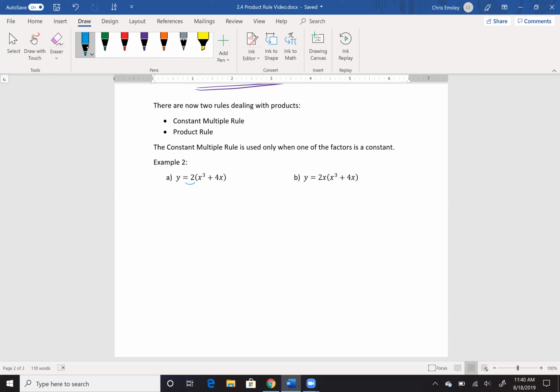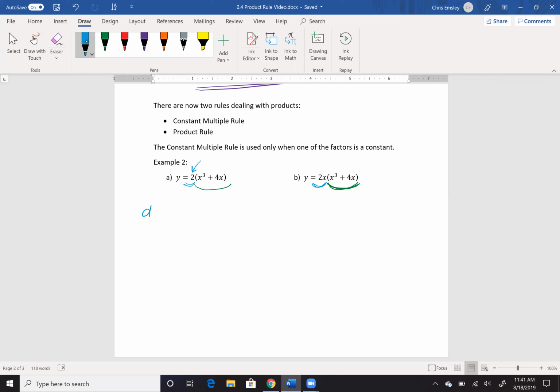I have this 2 out front, and that is indeed a product, 2 times the quantity that comes next. But because that 2 is a constant function, it doesn't have a variable in it, we don't have to apply the product rule here. As opposed to part B, look, we have a 2x out front, that's the first factor, and we have an x cubed plus 4x, that's the second factor. Each one of those factors has variables in them, neither one is a constant, so we do need to apply the product rule here.